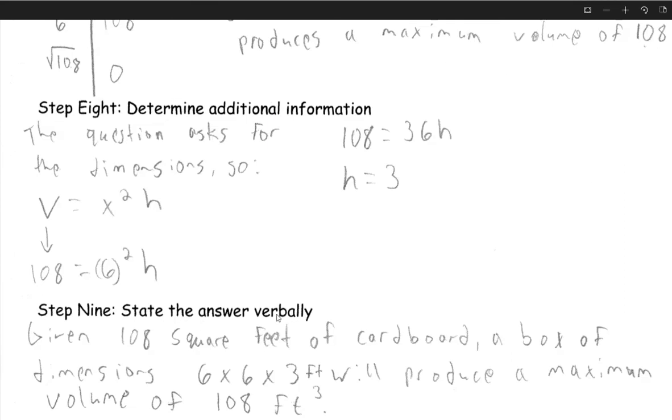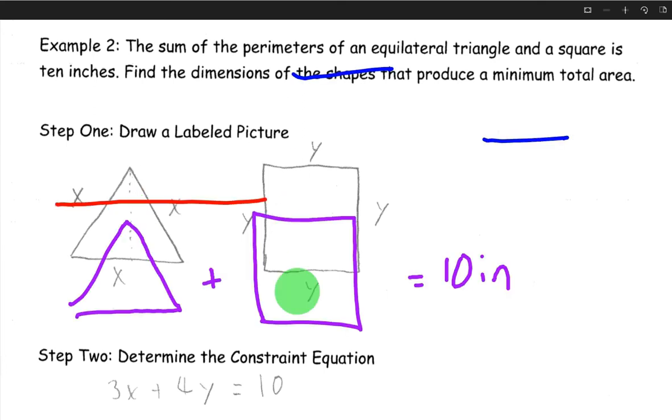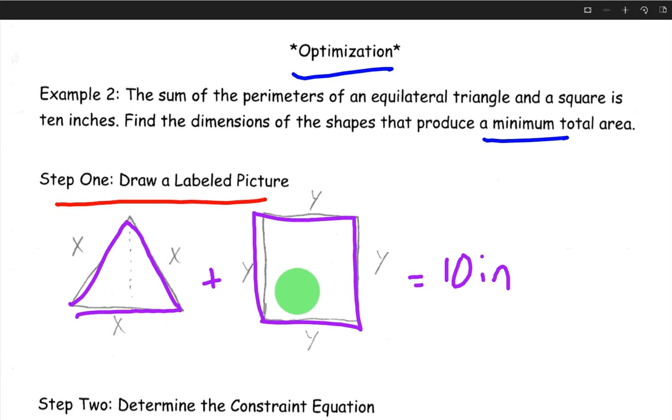Okay, let's look at step 2 for example 2. Again, you can think of constraint as being limited by your resources. We have these 2 shapes which have perimeters. Maybe they're formed by wire or something, and we only have 10 inches to work with. Let me go back and look at what we had before. We only have 10 inches of this. Let's say the wire is purple. We are constrained by that, right? So our constraint equation in this case is going to involve perimeter.